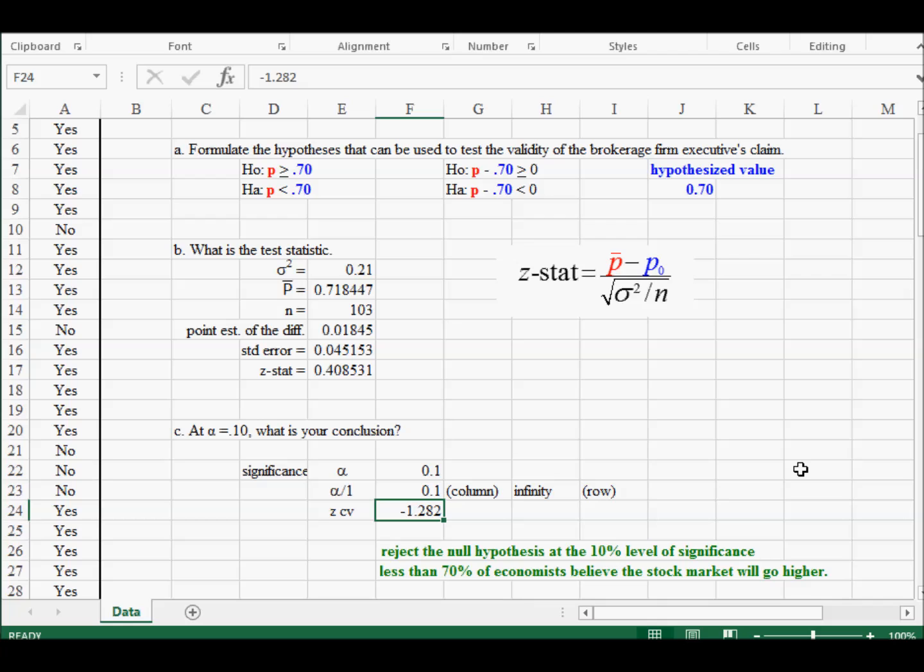However, because the z-stat was larger than the critical value, we cannot reject the null hypothesis at the 10% level of significance. Because we cannot reject the null, we cannot conclude that the alternative holds. I.e., we cannot say that less than 70% of economists believe the stock market will go higher. And that concludes case 8 of chapter 9, the lower tailed proportions test.